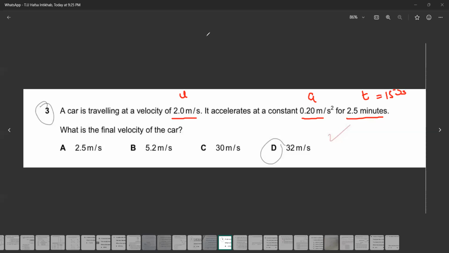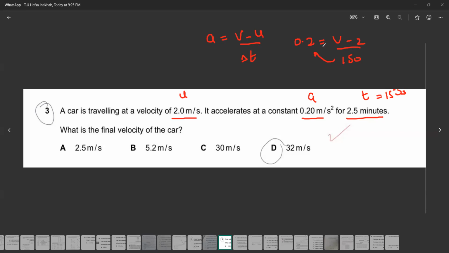We need the final speed. So we have the formula for acceleration. Acceleration is the change in the velocity divided by time interval. So acceleration is 0.2. The final speed, we don't know. The initial speed is 2. And what about the time interval? It is 150. So 150 is divided, other side will be multiplied.